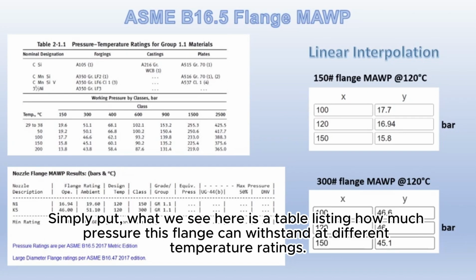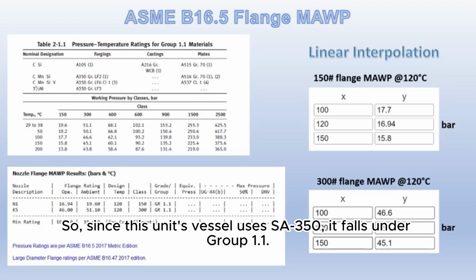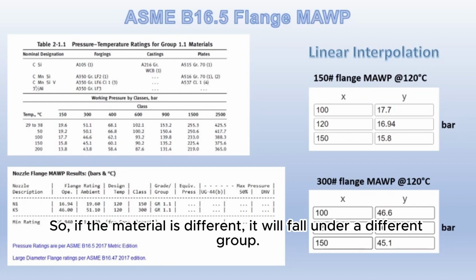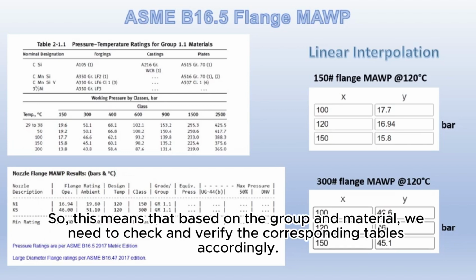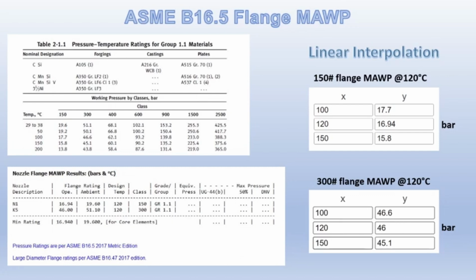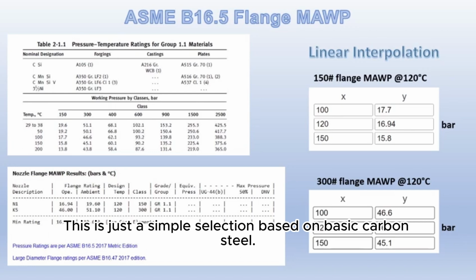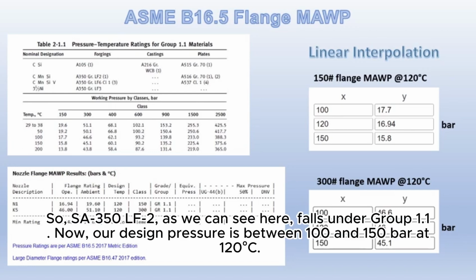Simply put, what we see here is a table listing how much pressure this flange can withstand at different temperature ratings. Since this unit's vessel uses SA350, it falls under group 1.1. If the material is different, it will fall under a different group. This means that based on the group and material, we need to check and verify the corresponding tables accordingly. This is just a simple selection based on basic carbon steel. SA350LF2, as we can see here, falls under group 1.1.